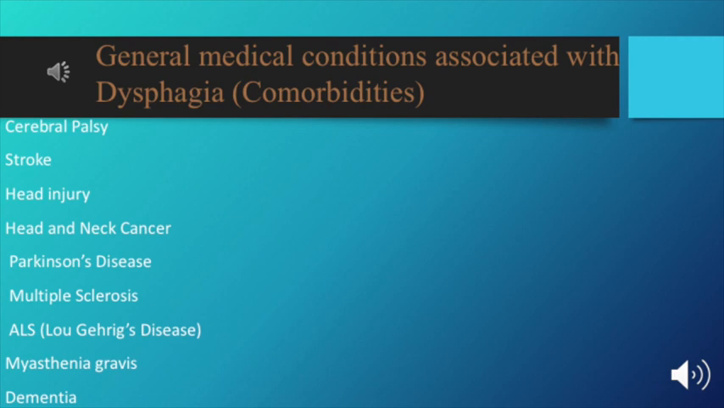Dementia is also commonly associated with dysphagia because as it progresses, swallowing becomes more difficult as it affects their sensory and motor abilities.